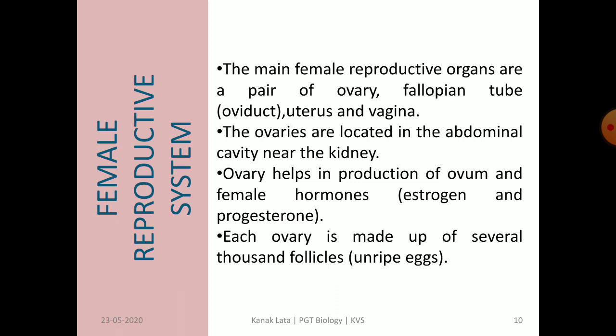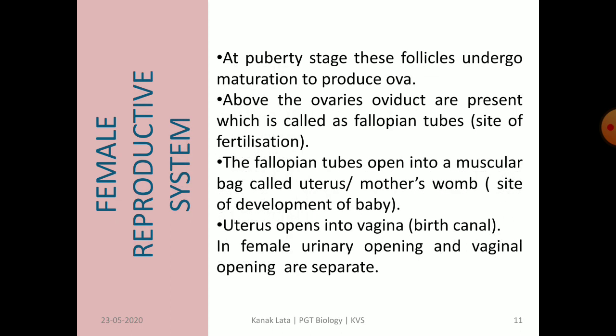In female, each ovary is made up of several thousand follicles called unripe eggs. At puberty stage, these follicles mature and they are converted into ova. Above the ovaries, oviducts, also called fallopian tubes, are present. It is the site of fertilization of male and female gamete. So where is the fertilization taking place? Fertilization takes place in the fallopian tube.